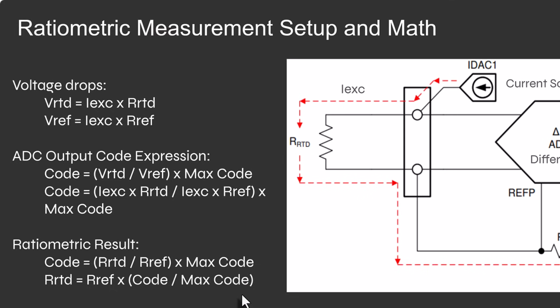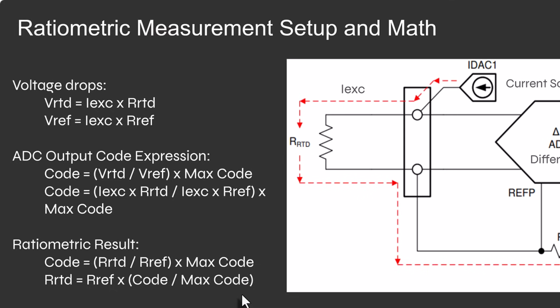We now have I excitation as a ratio on the top and bottom, and we know in algebra that means they can cancel out. So if you look at the ratiometric result, we can cancel out the current, and now the resulting code is a product of one resistance over the other times the max code. And if we rearrange that to solve for the resistance of the RTD, it's the reference resistance times the code over the max code.